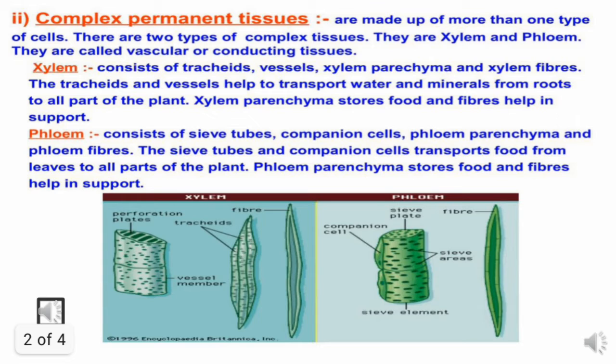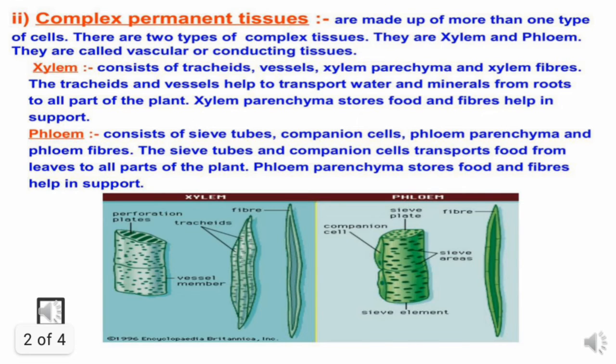Now next we will talk about phloem. It consists of sieve tubes, companion cells, phloem parenchyma and phloem fibers. Now what are the functions of phloem? The sieve tubes and companion cells transport food from leaves to all parts of the plant. Then secondly, phloem parenchyma stores food and fibers also help in support.